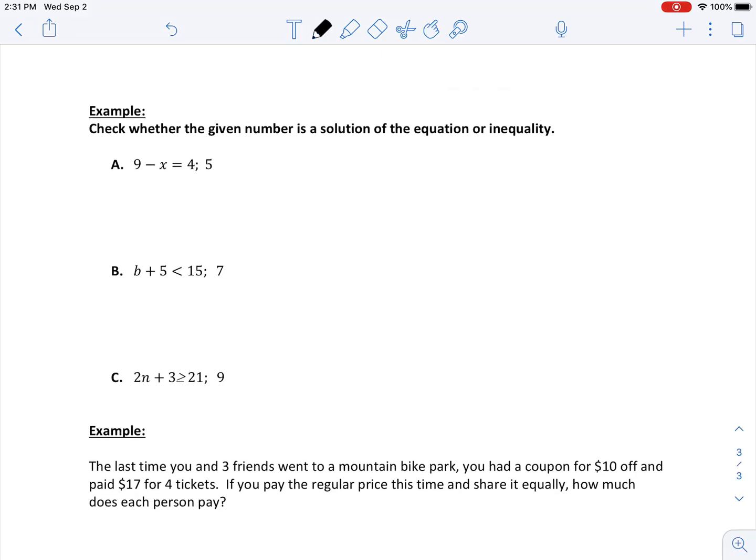Okay, on your own, take a couple minutes. So this is one where you will have to pause on your own and take a shot at these. All three examples, A, B, and C, are asking: is 5, the number that's outside, a solution here? Is 7 a solution here? Is 9 a solution here? So take a minute, try those, and then hit play when you're ready, and we will go over them.